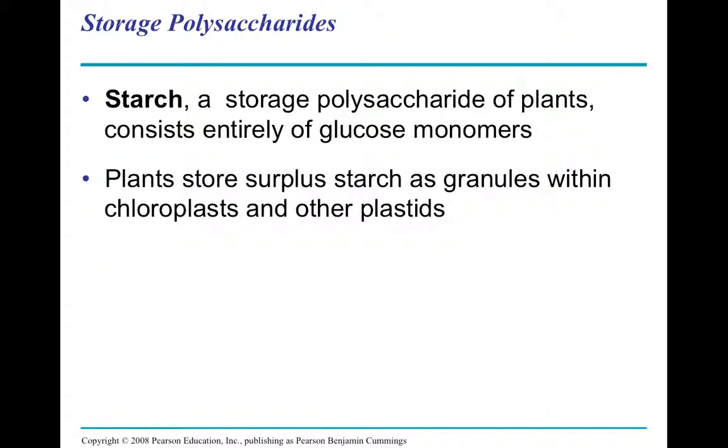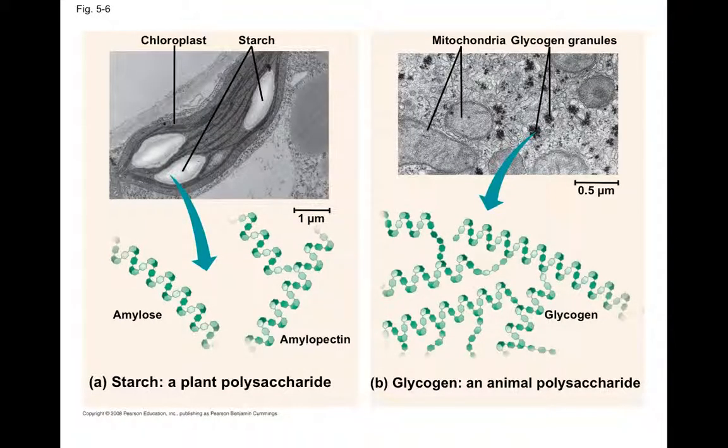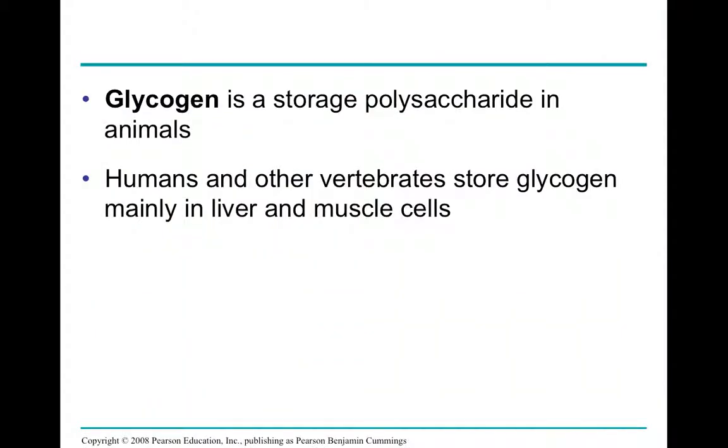Okay, so for example, starch. Starch is a storage polysaccharide of plants, and it consists entirely of glucose monomers. Plants store a surplus of starch as granules within chloroplasts and other plastids. You guys have seen chloroplasts before, little green discs in plants, and this is where they're going to store starch. However, conversely, in animals, as you can see to the right, they have glycogen as storage.